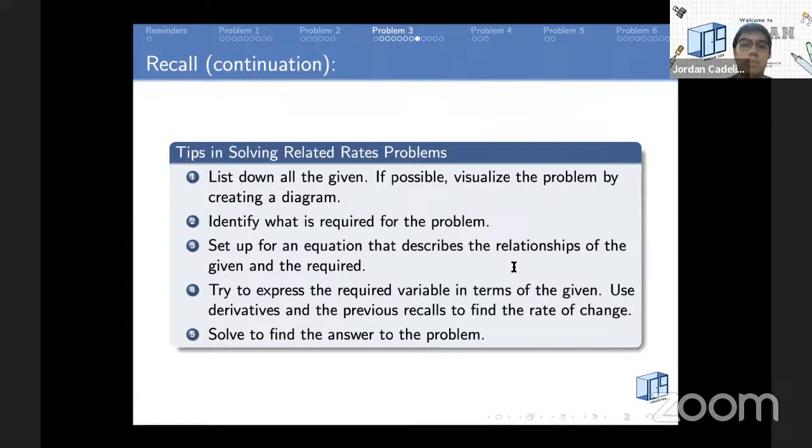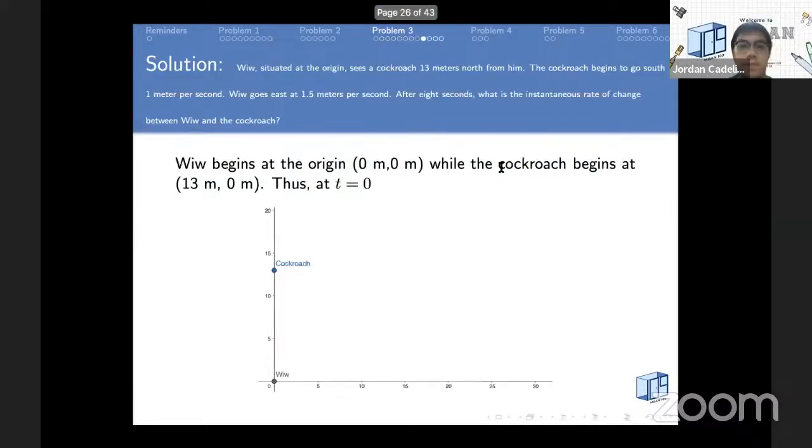Next, try to express the required variables in terms of the given. What I mean here is we're going to isolate the required, and we need to solve it in terms of our given. Then use derivatives and the previous recalls if needed to find the rate of change. Then last but not the least, solve to find the answer to the problem. So with that, let's now solve problem number 3.